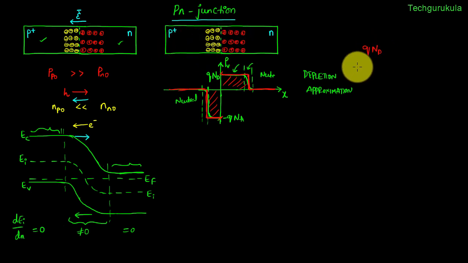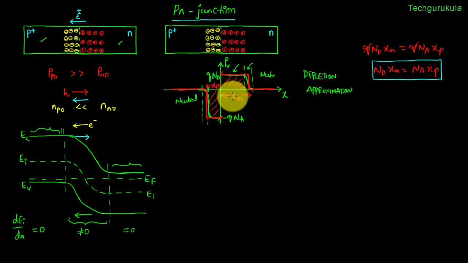Q times Nd times the width here, let's say Xn, representing the depletion width on the N side, should be equal to Q times Na times the width on the P side, let's say Xp. Q cancels, and we can write the expression Nd Xn is equal to Na Xp. We observe that Xn is greater than Xp because the P side is highly doped compared to the N side. What it means is, on the N side the charge is Q Nd times Xn. In order to expose the same amount of charge on the P side, it takes less distance to uncover because the doping concentration is higher on the P side. That's why Xp would be smaller compared to Xn.